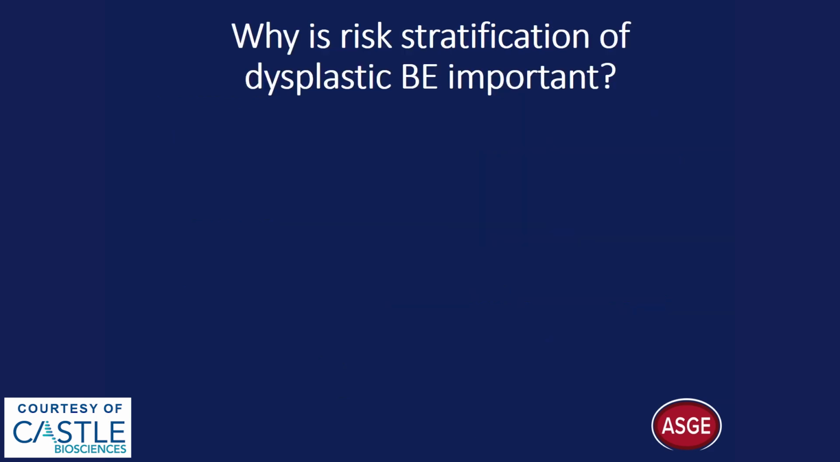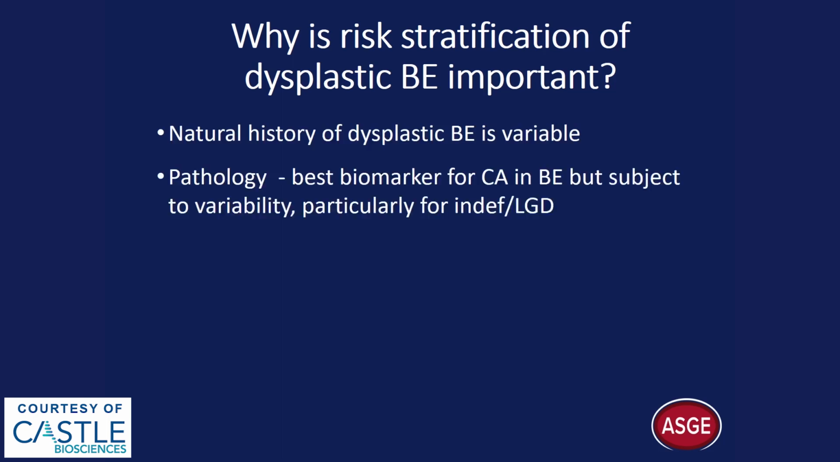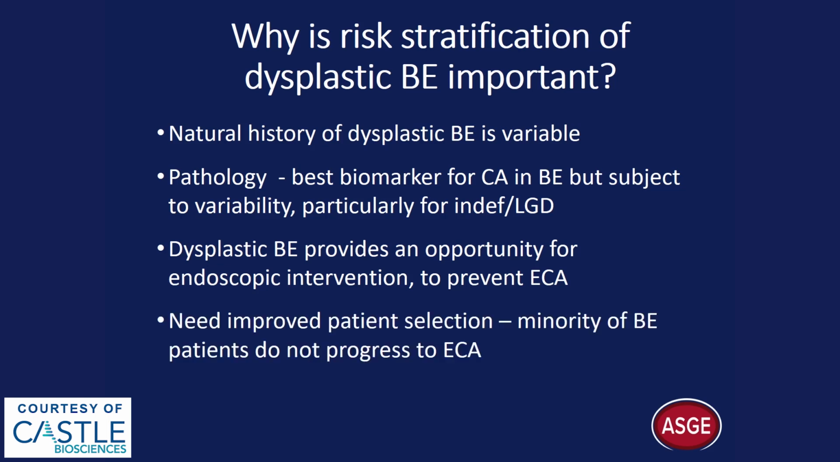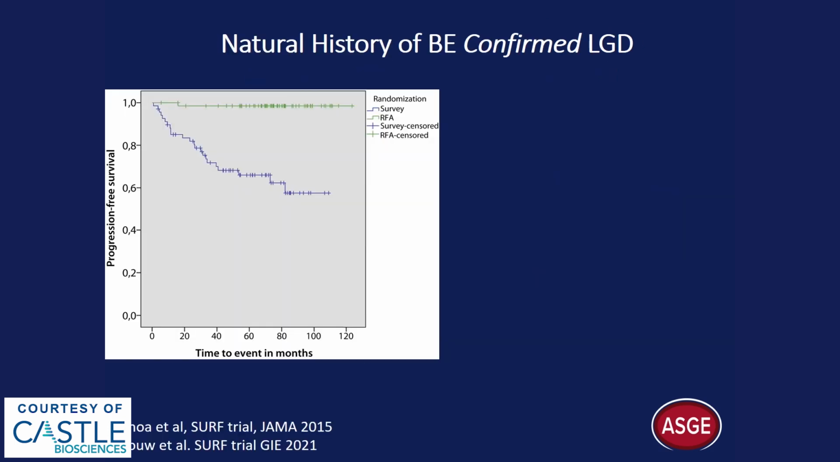Now, why is risk stratification in dysplastic Barrett's esophagus so important? The natural history of dysplastic Barrett's esophagus is variable. Pathology, which is our best biomarker for cancer in Barrett's, is subject to variability, particularly for indefinite or low-grade dysplasia. Dysplastic Barrett's provides an opportunity to perform endoscopic intervention to prevent esophageal cancer. Therefore, we do need improved patient selection because the minority of Barrett's patients do not progress to cancer.